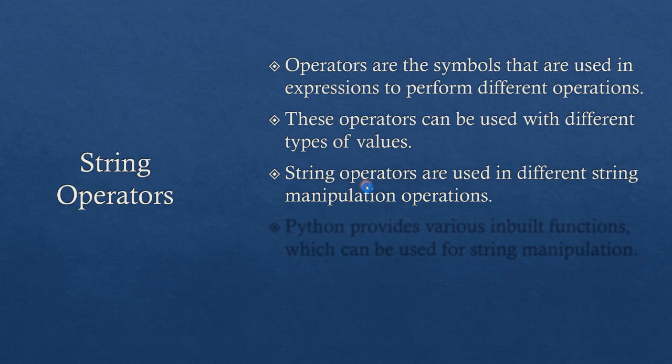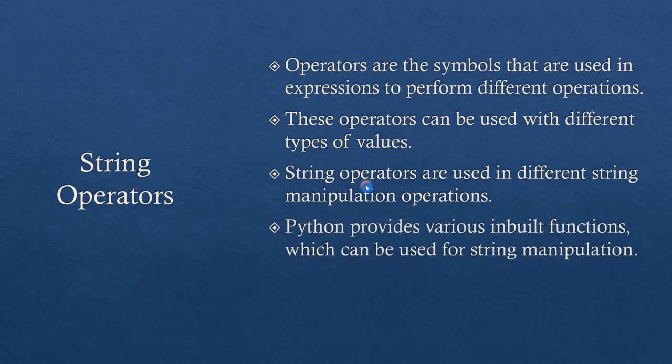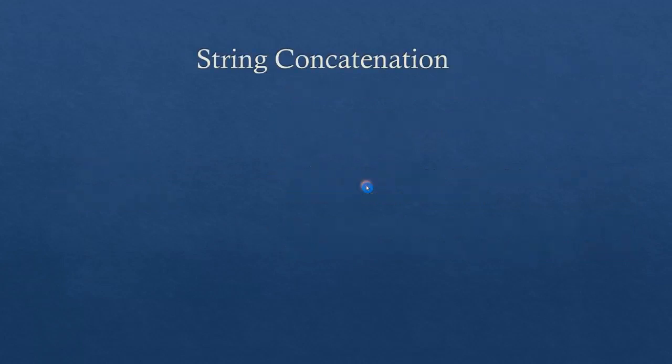Okay, so Python provides various inbuilt functions which can be used for string manipulation. So let me explain all these inbuilt functions which are used for string manipulation. So first we are going to see string concatenation. The word concatenation is a synonym for joining. Concatenation is nothing but joining.